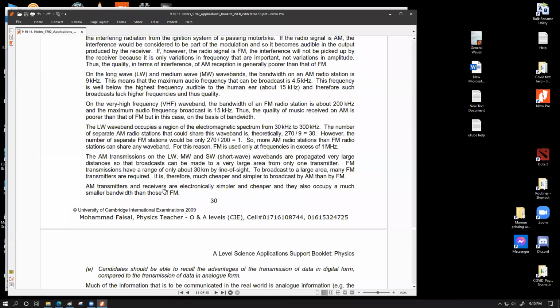FM equipment is electronically complicated. You need a lot of electronics and complicated circuit diagrams to build them, and also they are costlier. So this is altogether the variation. I just explained these parts.